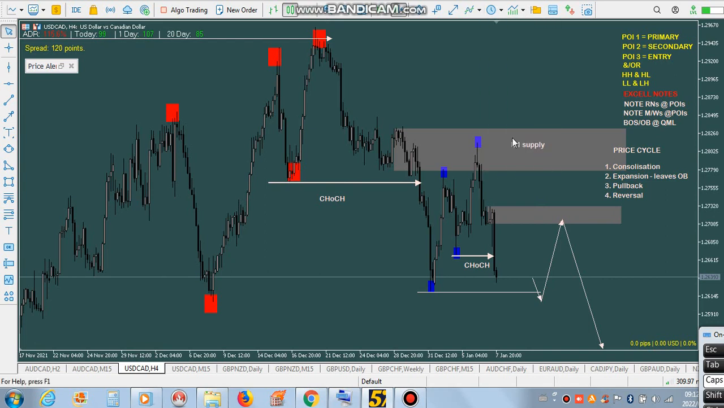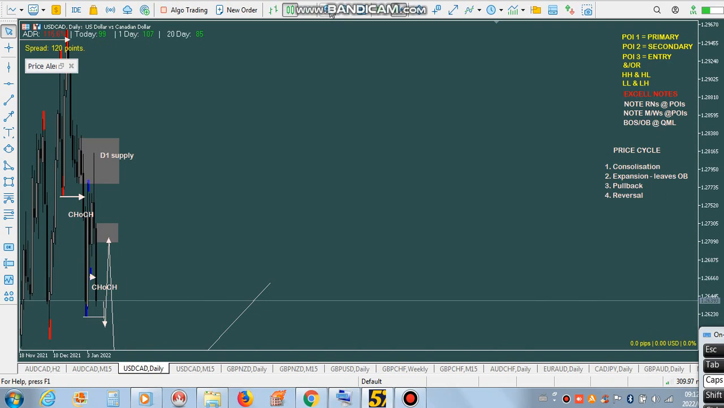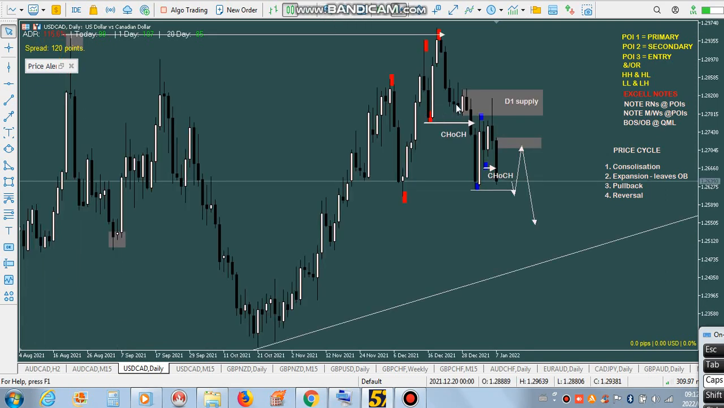Let's go to the daily. Right, let's go to the daily and see how price behaved. Now, once we had this change of character, look at this massive move to the downside. The volume was just huge. So when the volume is like this and there is a change of character or a break of structure, this validates this area of supply. So our area of supply was validated at this point.